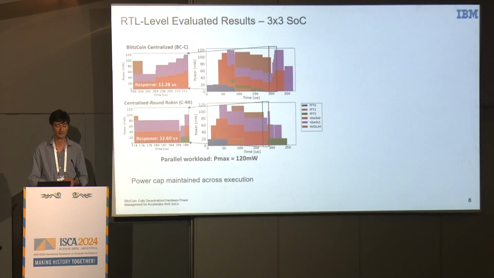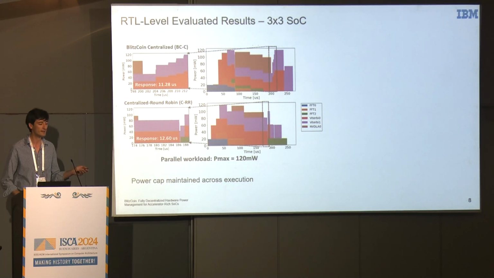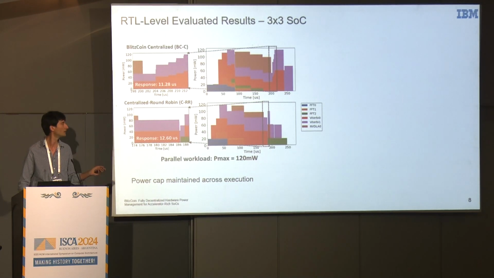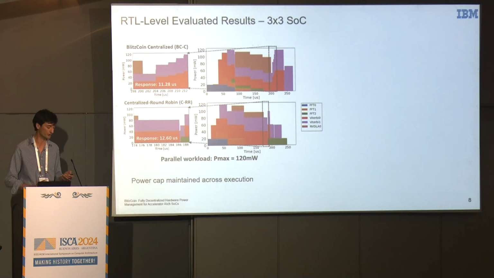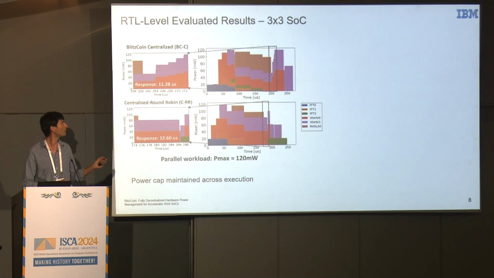So if we move to the next slide, we'll see the RTL-level evaluated results of BlitzCoin in that 3x3 SoC. Here on the graph, on the x-axis is the time during the workload execution, and in the 6 different colors the power during the runtime of the different accelerators. Here are shown our 2 baselines, BCC and CRR, which do enforce our power target cap of 120 milliwatts. But if you see on the zoom-ins, the response time is pretty slow, in the order of 10-plus microseconds, which means that the SoC doesn't always take advantage of the full power available.